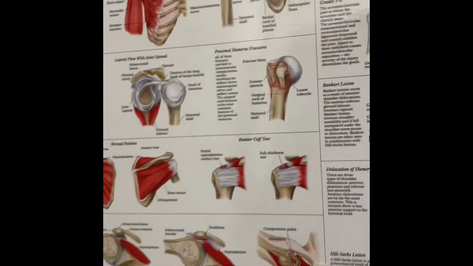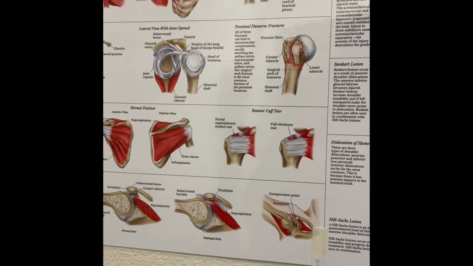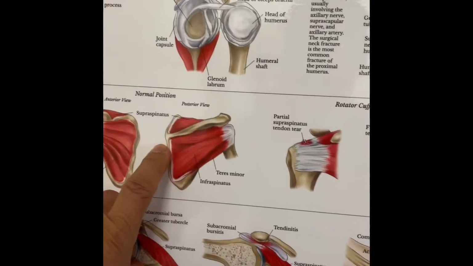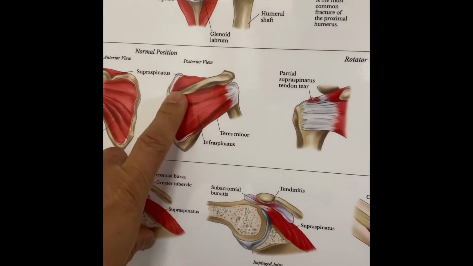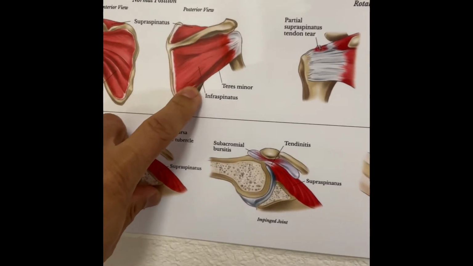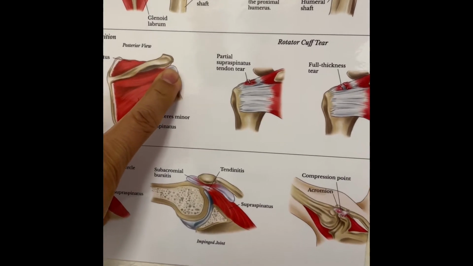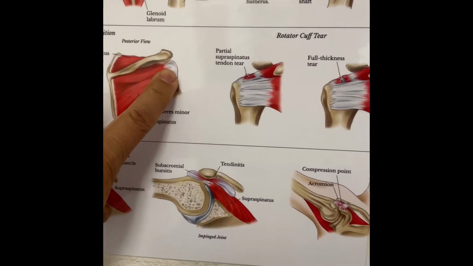So let me come over here to show the anatomy chart to show you what it looks like. This is the back of your scapula here. It's comprised of three muscles, supraspinatus, infraspinatus, and teres minor. And it comes along here and attaches to the tip of your shoulder right here.